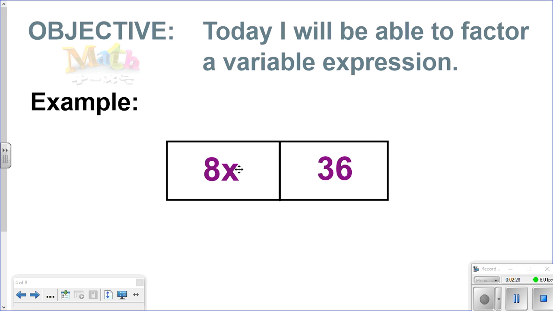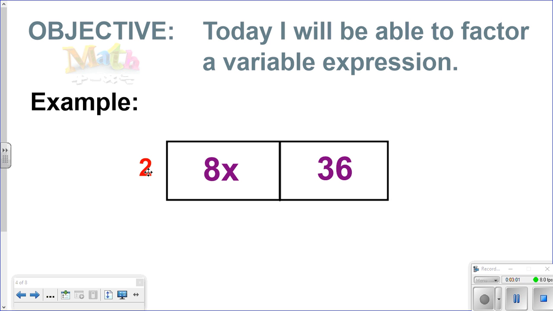If I have 8x plus 36 as the area of this rectangle, remember the area of the rectangle is based on the length times the width. And I don't know what the length or the width is. Here's the length, here's the width. But looking at these two terms, I see that there is a common factor I could factor out of both of them. I know that they both end with even numbers, so 2 would go into each of them. 4 would go into each of them.